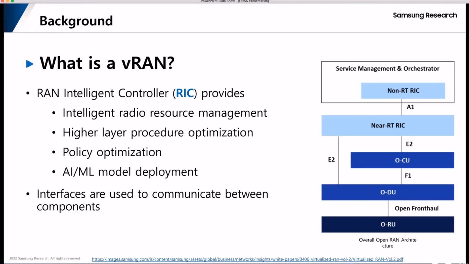So in the middle of each of these boxes or the components, we can see the interfaces. These are the A1, E2, F1, and the open fronthaul. So in order for the different components to be able to communicate to each other, there has to be some sort of protocols or specifications in place. This could be in the format of the messages that you send in between the components or the sequence of events for a certain process.